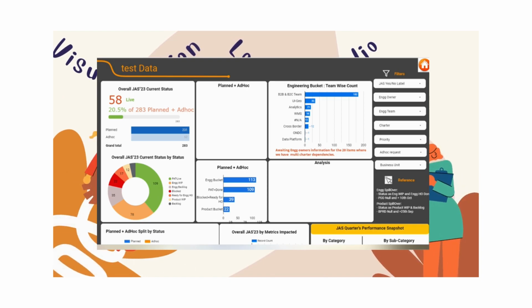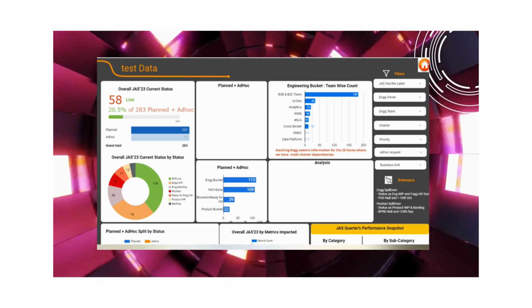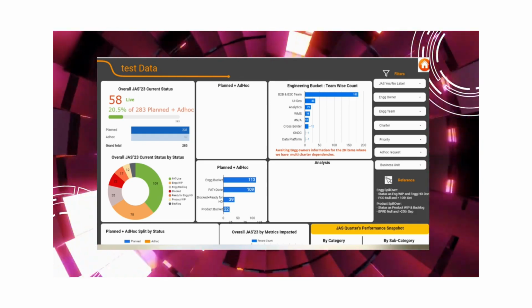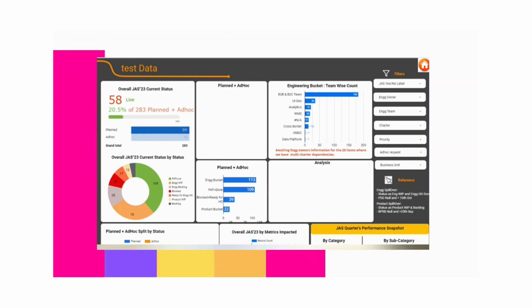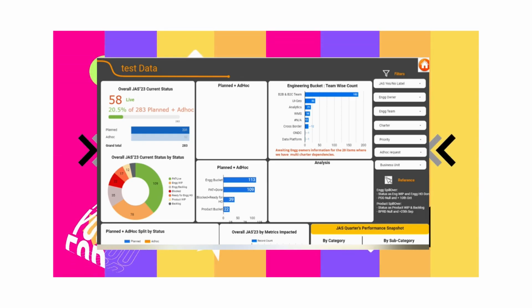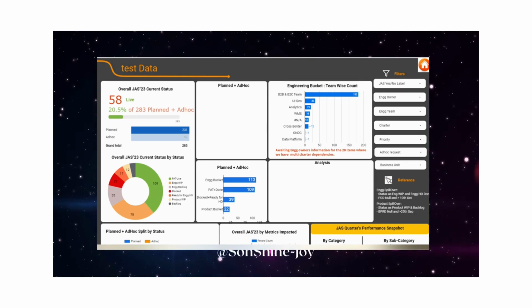So this definitely helps us in a lot of ways. We can share and collaborate. It does help the management take quicker decisions, and it also helps us in analyzing the data and presenting it to the higher management. So these are a few benefits of Looker Studio.